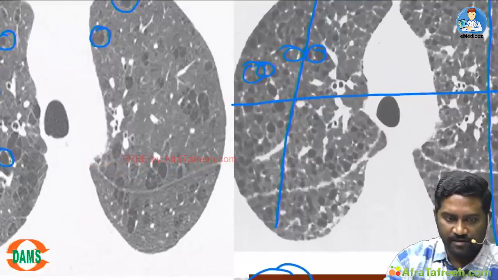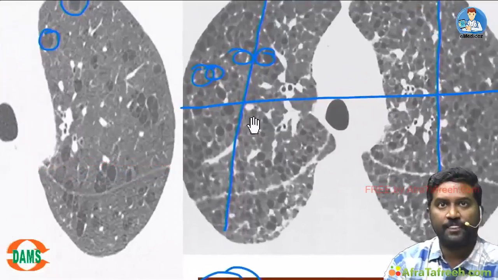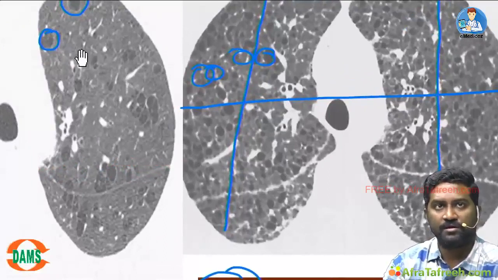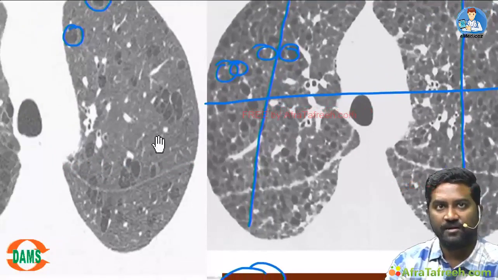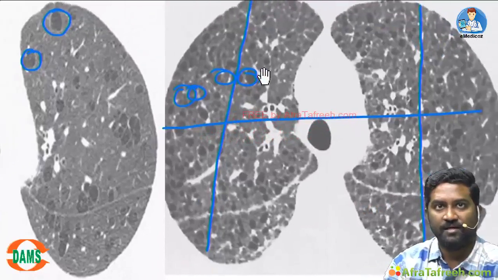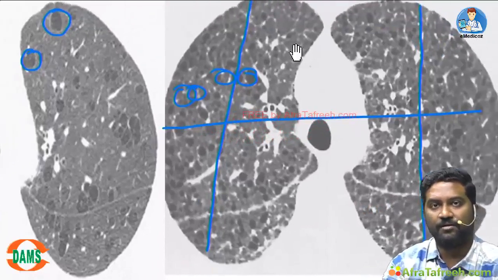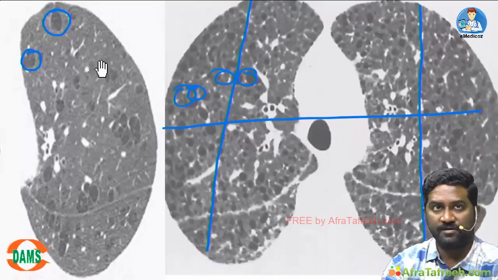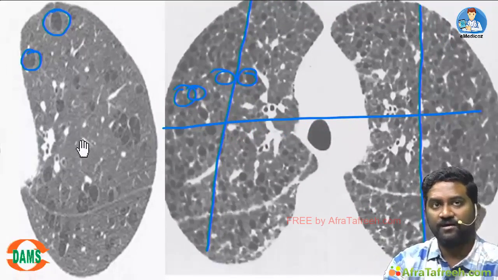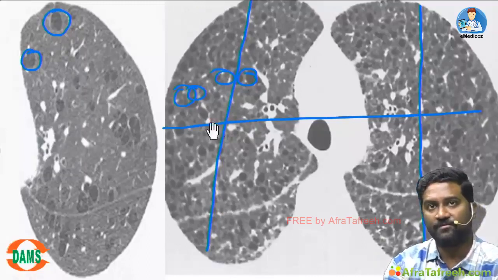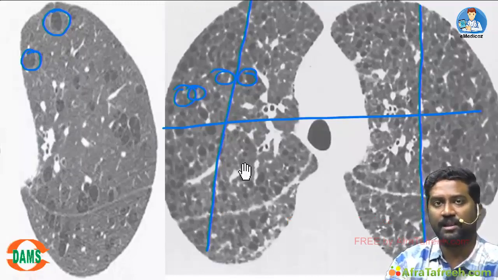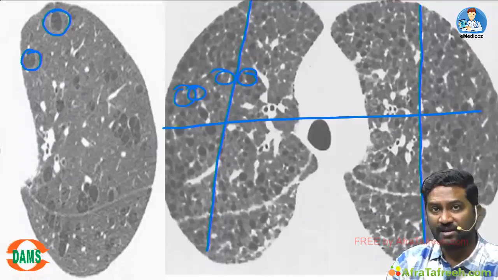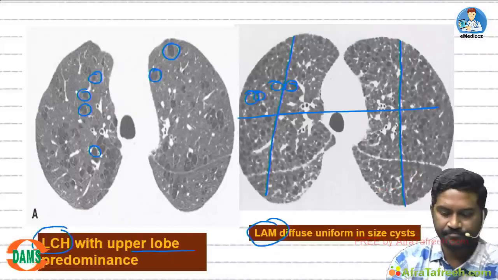See the CT here, students, between this and this. Here cysts are not throughout the lung. Here and there you can see cysts, and there are so many empty areas, but here there is diffuse involvement, top to bottom, side to side, everywhere it is involved. So, this involvement is LCH, and this will be LAM. LCH is usually in males, LAM generally in females.